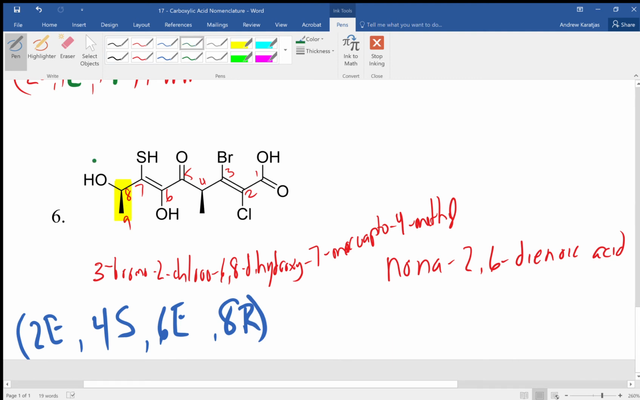So at carbon 8, the oxygen is highest priority, the carbon bonded to sulfur is second, and the methyl is third priority. At carbon 4, the carbon bonded to bromine is highest priority, followed by carbon bonded to oxygen and methyl.